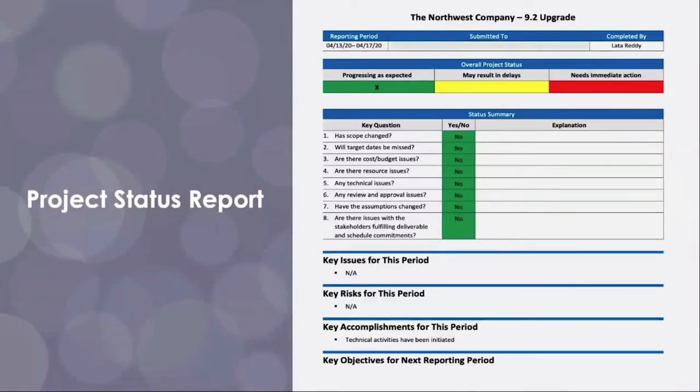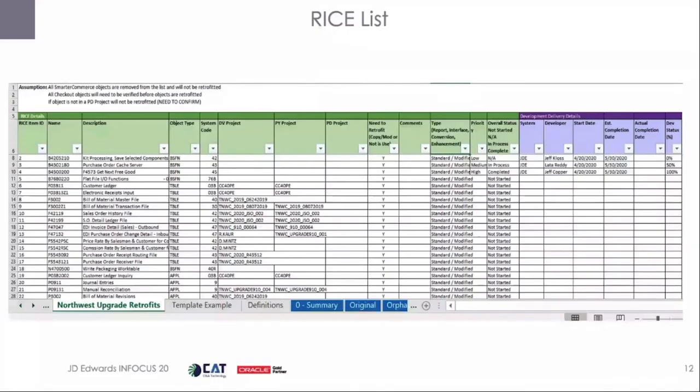I talked earlier about using a RICE list, reports, interfaces, conversions and enhancements, for that retrofit activity. It's very important to have that comprehensive list with different steps along the process. Who's going to do the evaluation, who's going to be the developer, when is it going to start, when did it actually complete, what the status is of those.